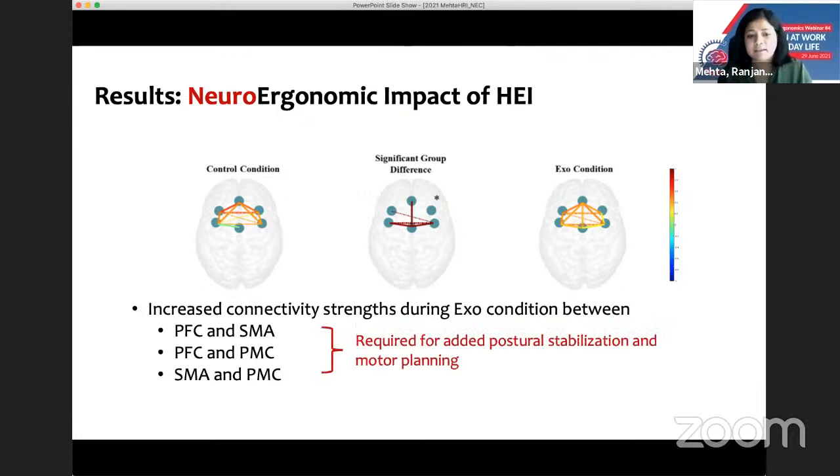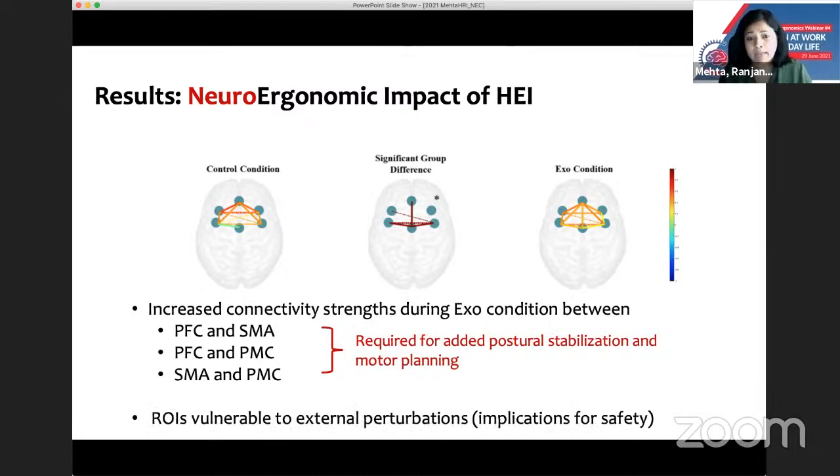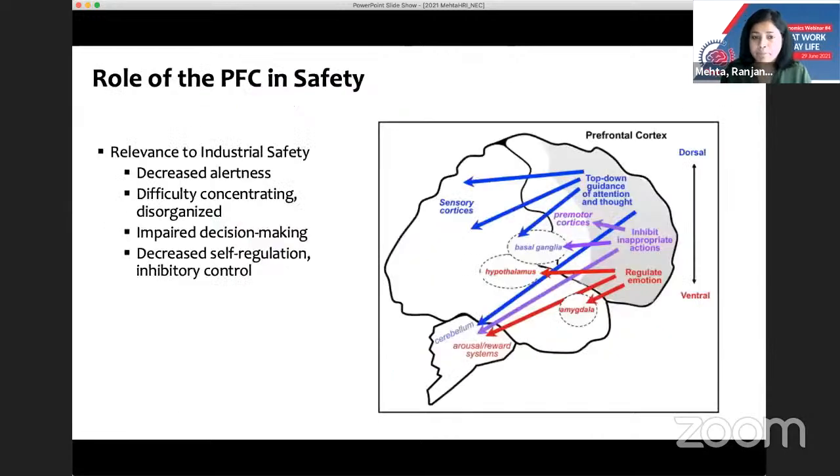These connections, we hypothesize, are required for added postural stabilization and motor planning. And what we found was that there were these additional regions that were being connected or working with each other to do the same task. And so to us, this is the cost, or the added burden, of using an exoskeleton upfront.